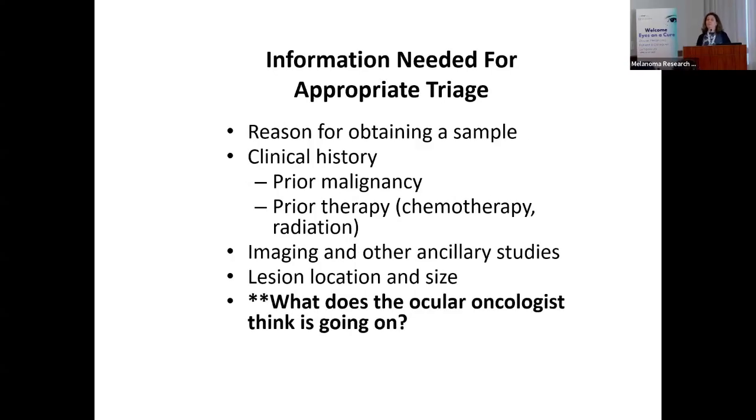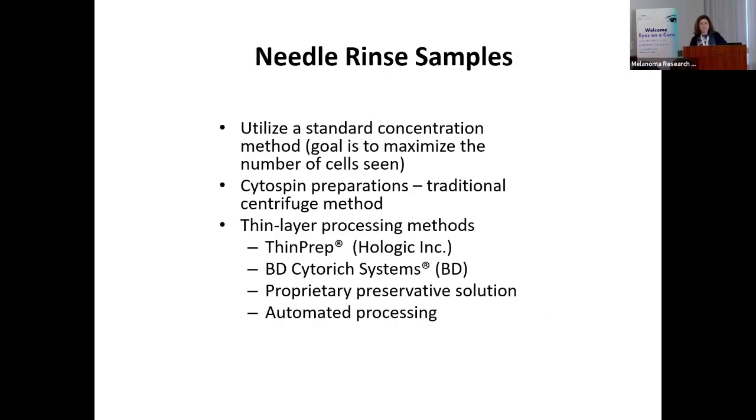So what do we need to know from Dr. Singh? We need to know why the sample is being collected. Something clinically doesn't fit. We like to know if there's a prior history of malignancy, if that's available, or a prior history of any type of other therapy. We like to know the imaging results, the lesion location, and the size of the tumor. And most importantly, we want to know, what does the ocular oncologist think is going on? That's really the most important thing to us. Most of the other stuff we can get from the medical record that's in the computer, but we really like to know what is really happening here.